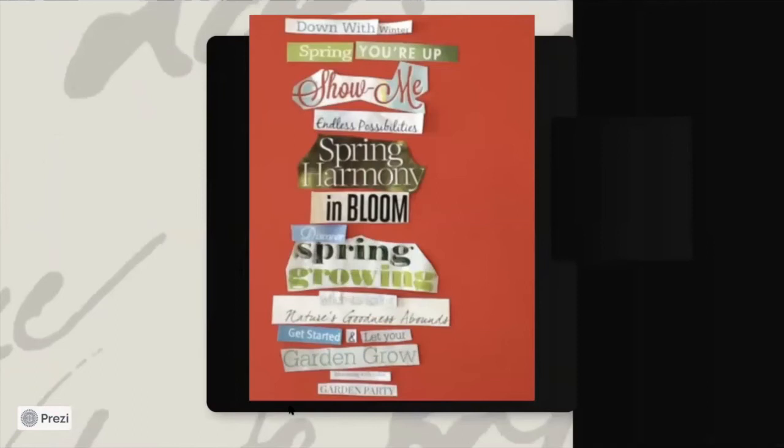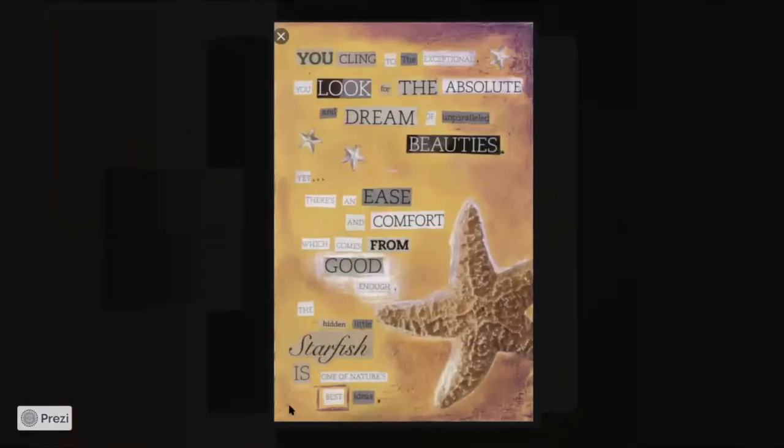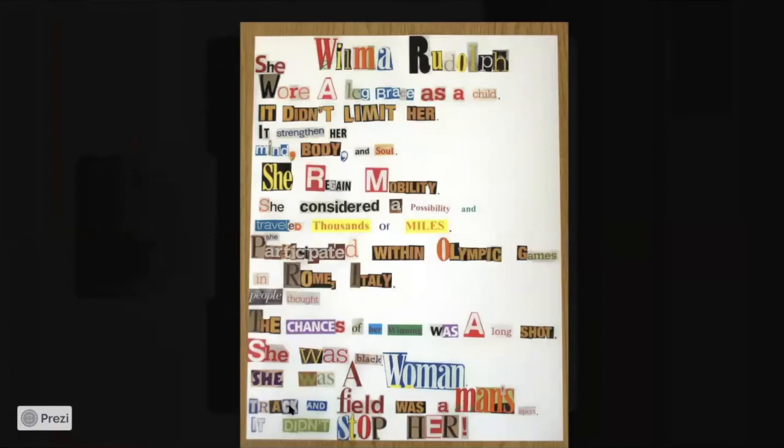This author has used various phrases like spring harmony, spring growing, nature's goodness abounds. This author has used different words from different locations, while this one has used different letters from different locations. Not all the words they were able to find, but they strung together letters to create their poem.